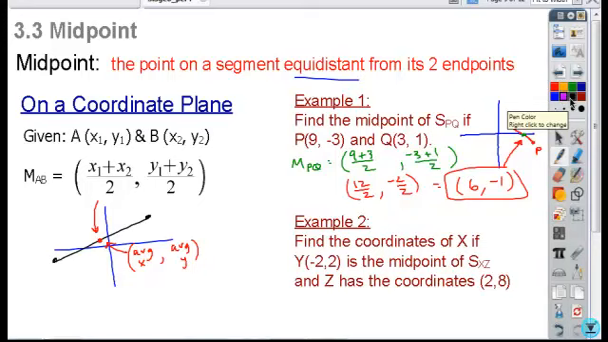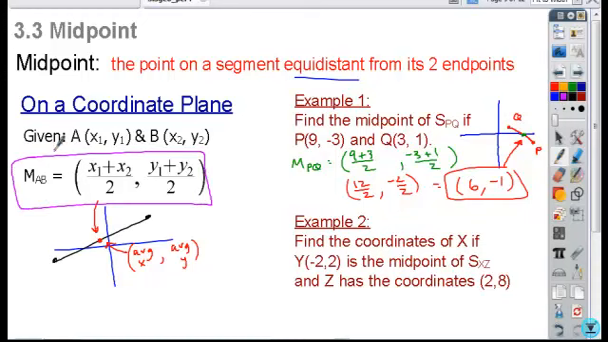But the second example is a little more complicated type of example that you might see, and it demonstrates the concept that in this midpoint formula, or set of coordinates, each of these calculations is completely independent. The first one is the x coordinate, the second one is the y coordinate. So when you get some of the more complex problems, you might have to use the individual calculations for those. Okay, so if you want to find the coordinates of x, given y has coordinates of negative 2, 2, and the midpoint is given as z with the coordinates 2, 8.